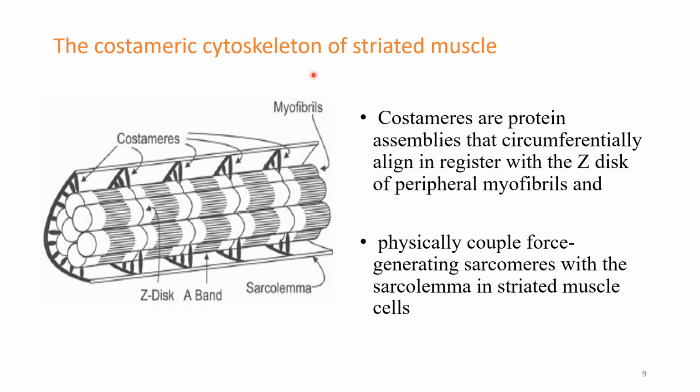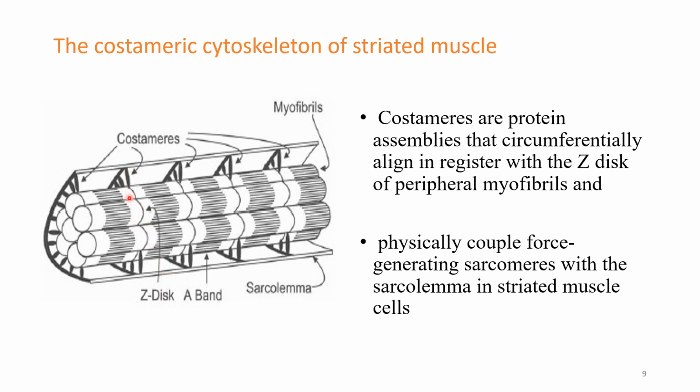See this costameric cytoskeleton of the striated muscles. What are costamers? Costamers are the protein assemblies that circumferentially align in register with the Z disc of the peripheral myofibrils. So we have myofibrils, especially the peripheral myofibrils, at the Z disc level. This is the Z disc, and at the Z disc level we have costamers. These are the proteins.